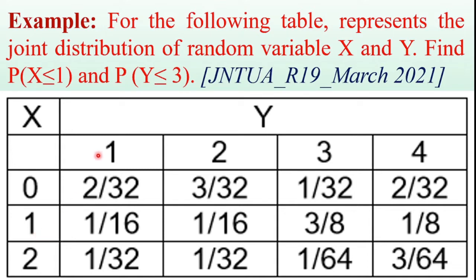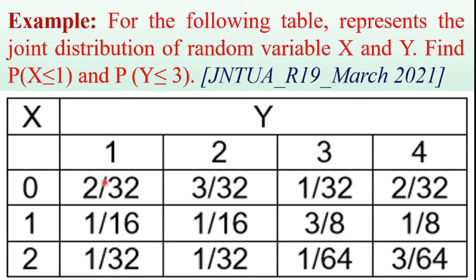X is equal to 1, y is equal to 1, probability is 1 by 16. X is equal to 1, y is equal to 2, probability is 1 by 16. X is equal to 1, y is equal to 3, probability is 3 by 8. X is equal to 1, y is equal to 4, probability is 1 by 8.